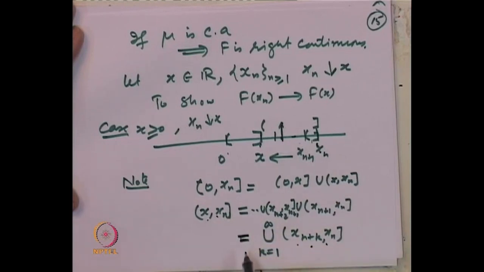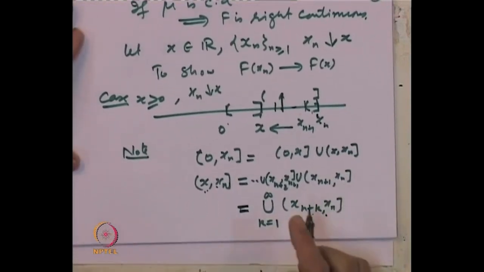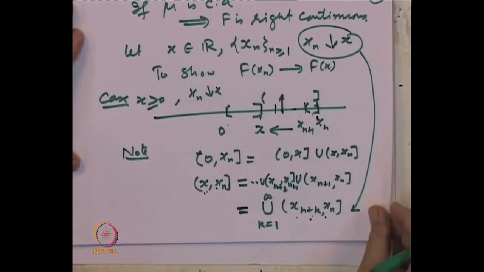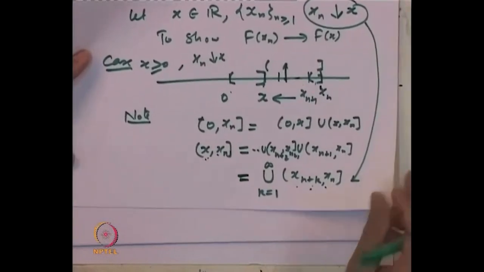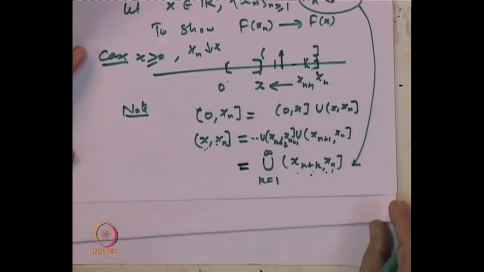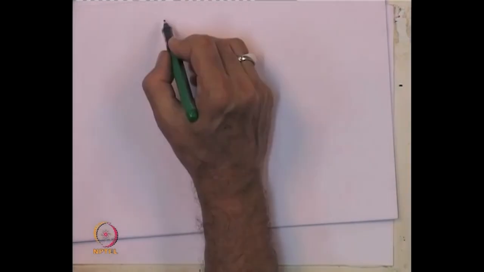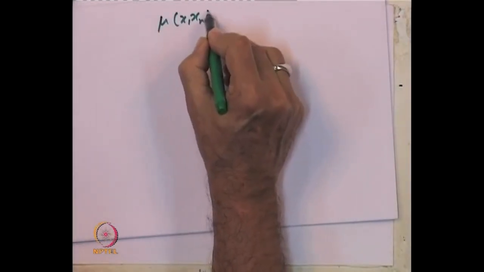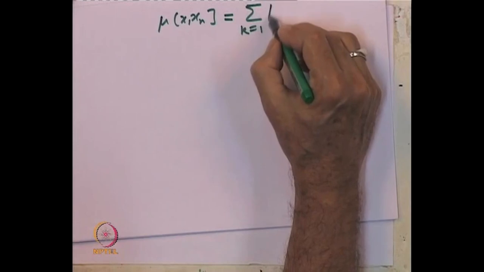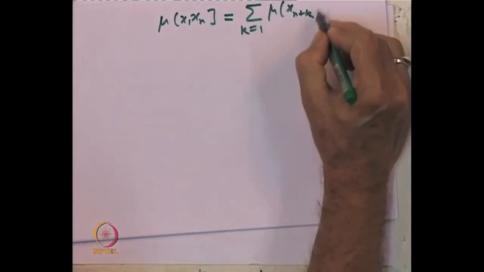So, it is quite easy to check that this interval x to x_n is a union of the intervals x_{n+k} to x_n, k equal to 1 to infinity. And here we are using the fact that x_n decreases to x. So, now realize that x to x_n is a countable disjoint union of these intervals, and mu is given to be countably additive. So, what we have is the following property. That says mu of x to x_n is equal to the summation k equal to 1 to infinity of mu of x_{n+k} comma x_n.